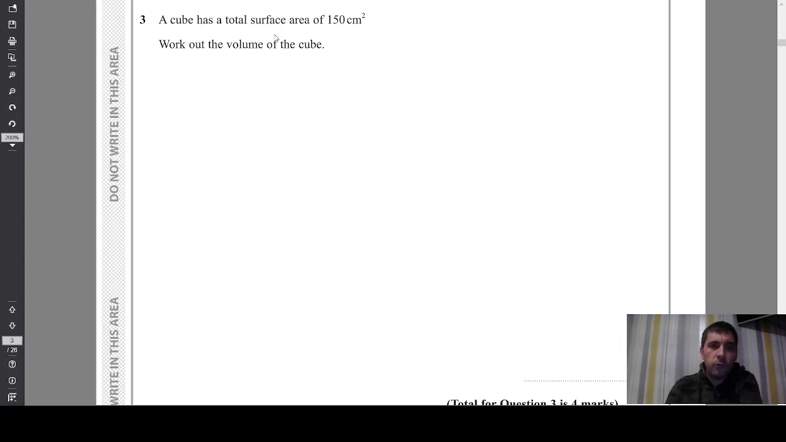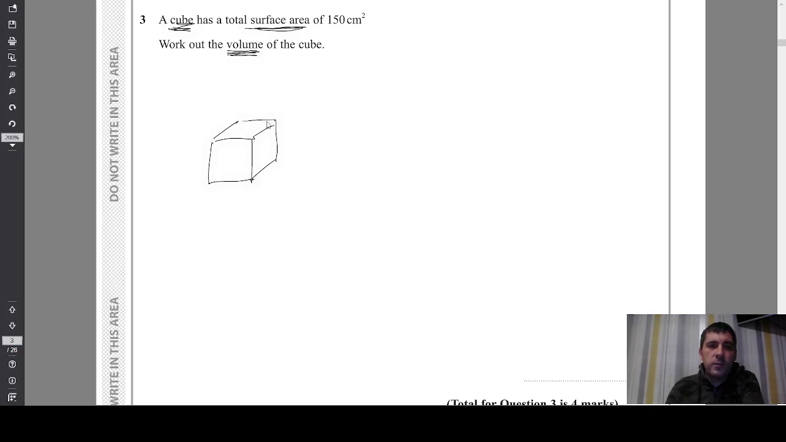So cube has total surface area. Okay, so the key information is surface area. And next, what sort of shapes we're working with: cube. And I'm underlining that we need to display the answer as volumes. First, it's always advised to start with some diagram. So a diagram of a cube, okay, just a quick diagram of a cube, and it says surface area 150 centimeters squared.